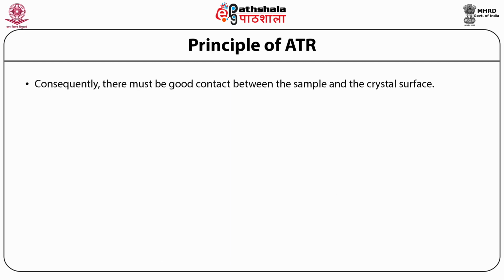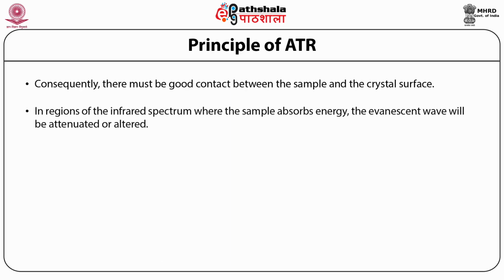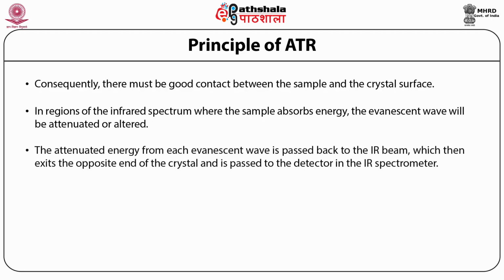Consequently, there must be good contact between the sample and the crystal surface. In regions of the infrared spectrum where the sample absorbs energy, the evanescent wave will be attenuated or altered. The attenuated energy from each evanescent wave is passed back to the IR beam, which then exits the opposite end of the crystal and is passed to the detector in the IR spectrometer. The system then generates an infrared spectrum.